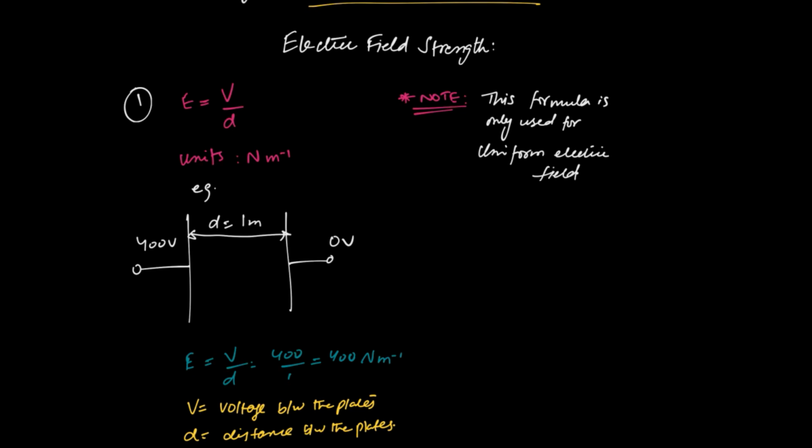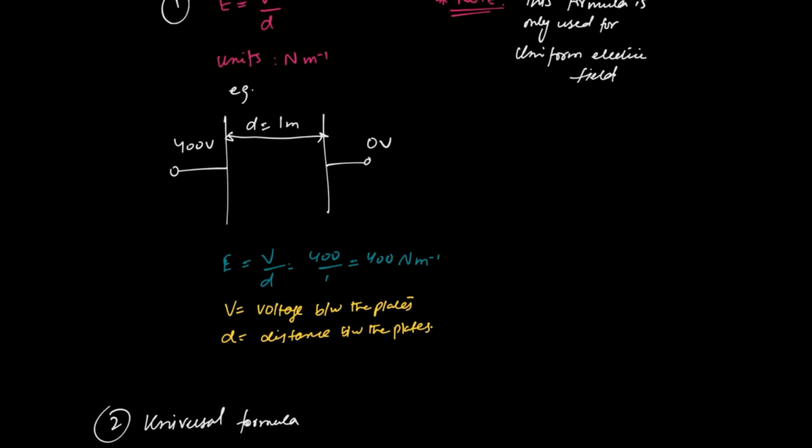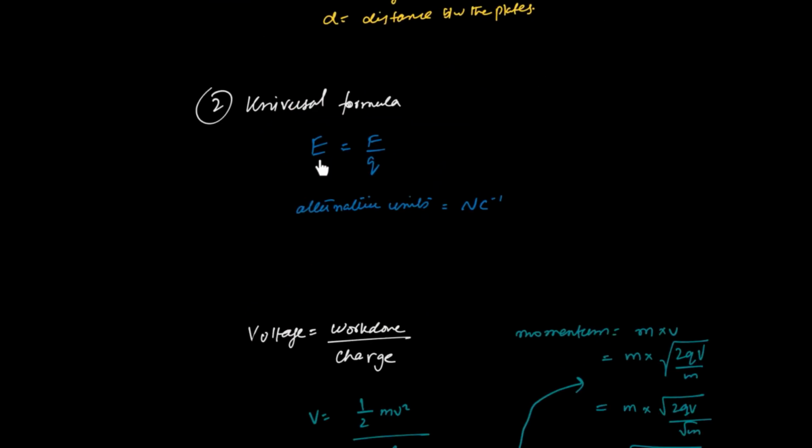So what if there is a non-uniform electric field? We have another formula: electric field strength is equal to force upon charge. Force is in newtons and charge is in coulombs. So this is another example of finding the electric field strength. Let's say we have a force of 200 newtons being applied on my charge, and let's say the charge value is 10 coulombs. My electric field strength would be 200 newtons divided by 10 coulombs, so it would be 20 newtons per coulomb.